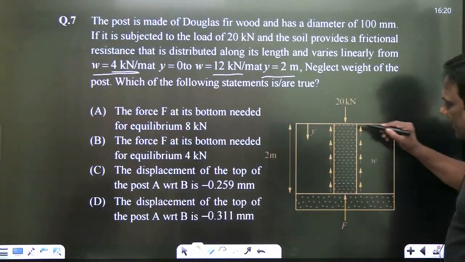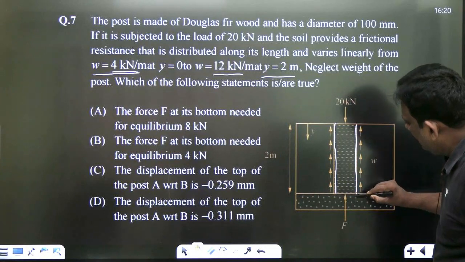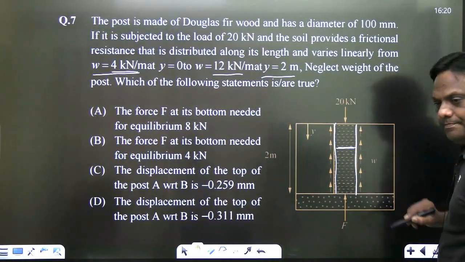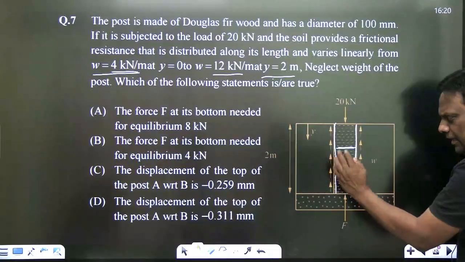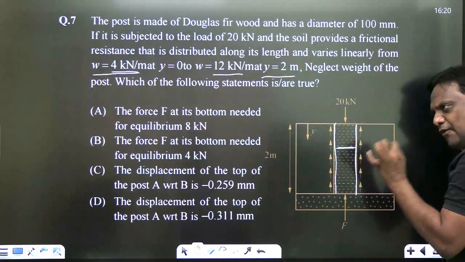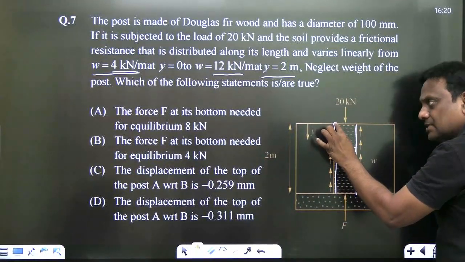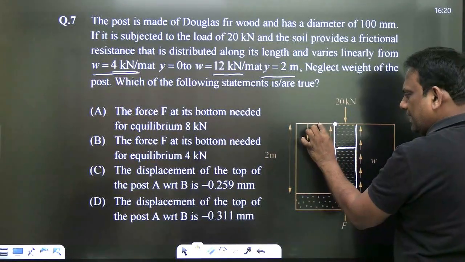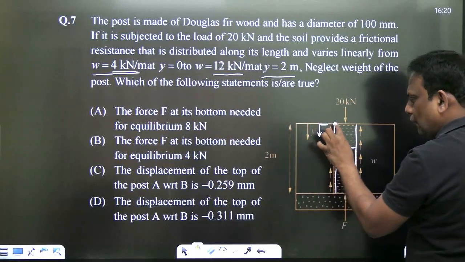This is the post. Its diameter is given as 100 mm. Now we have applied a force like this. The surrounding soil is offering frictional resistance. But unfortunately, the resistance is not constant. Y is measured from here, so at y equal to 0, the resistance is 4 kilonewton.